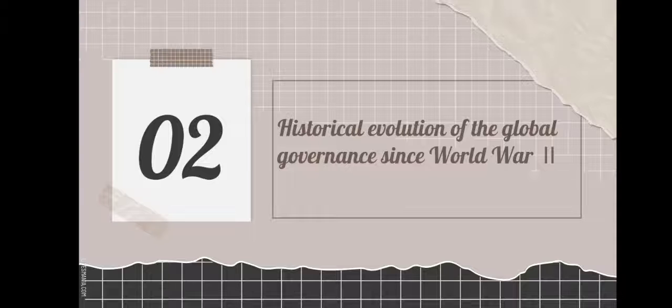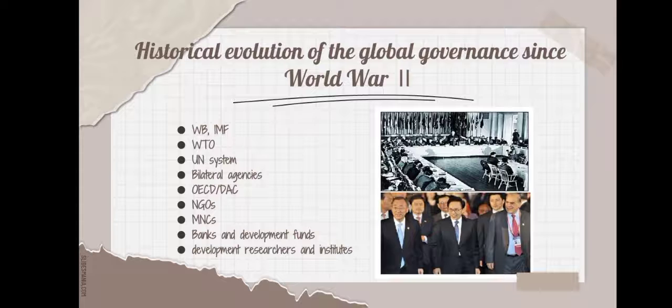Next is the historical evolution of global governance since World War II. Below is the list. First is the World Bank, the International Monetary Fund, the World Trade Organization, the United Nations System, bilateral agencies, the Organization for Economic Cooperation and Development, or the OECD, and the Development Assistance Committee, or the DAC. Non-governmental organizations, multinational corporations, banks and development funds, and development researchers and institutes.